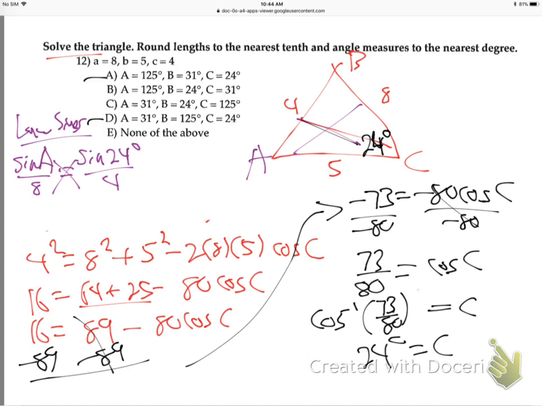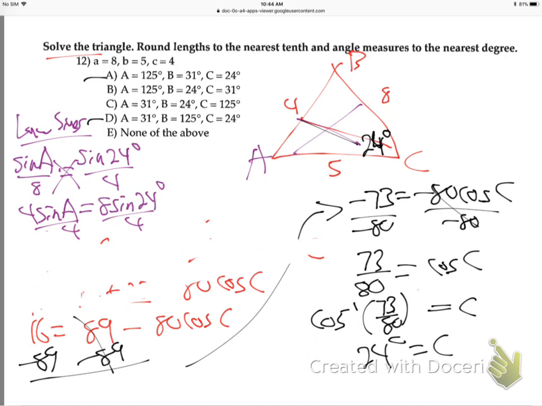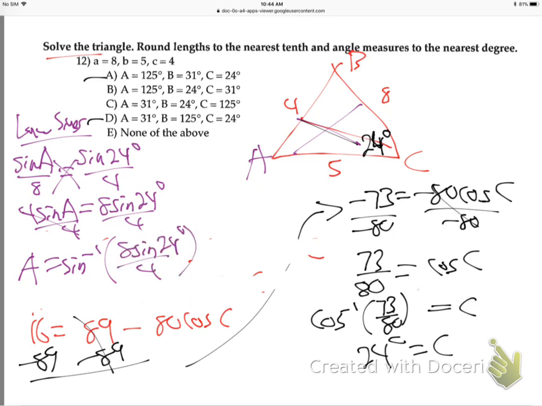Like that? Diagonal, diagonal. Solve for capital A. Zing, zing. 4 sine A is 8 sine 24 degrees. Solve for A. Divide by 4. And bring it on down here. So A is inverse sine of 8 sine 24 over 4. So 2. Inverse sine of the answer. I'm getting 54 degrees.